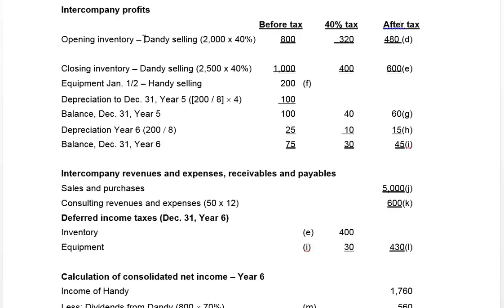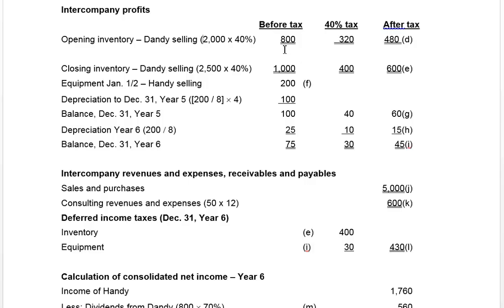So now we notice that in opening inventory, the sub was selling to the parent. In fact, if you notice, with all of your inventory, there was no selling from the parent to the sub. It was all from the sub to the parent. That's with the inventory. So in the previous year, year 5, we had opening inventory profit when the sub Dandy was selling. And left in that part of that opening inventory, it included $2,000 from that intercompany sale.